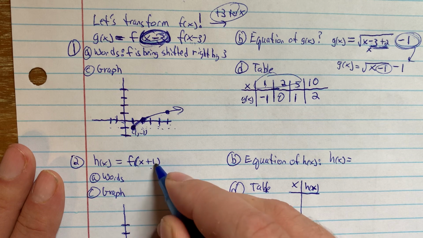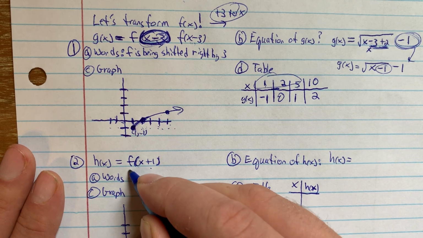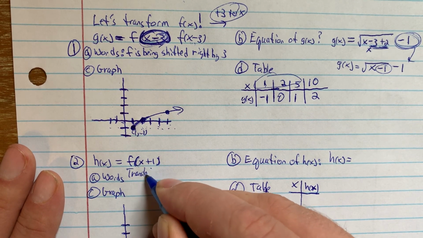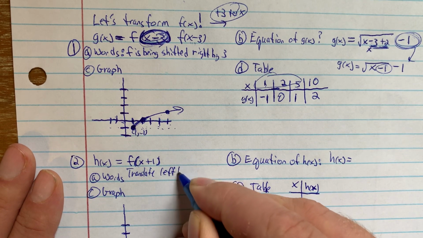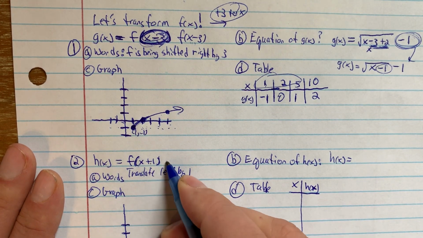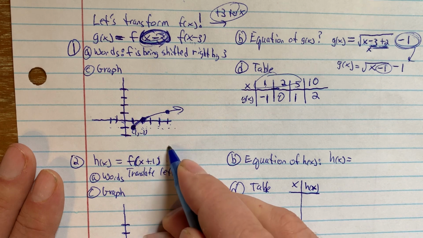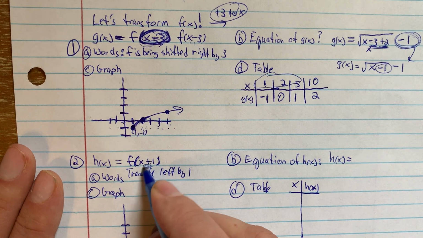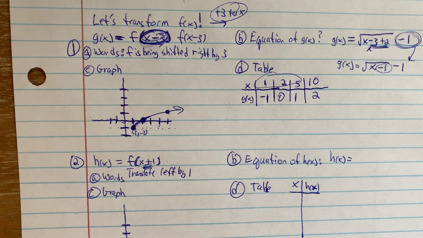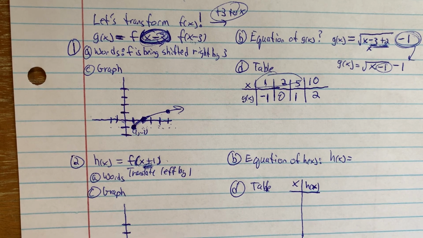We should realize that this is inside the function, so it will translate left by 1. If this plus 1 had been on the outside, it would have translated up by 1. Remember, it's backwards from what you might think when it's on the inside. It's left by 1.